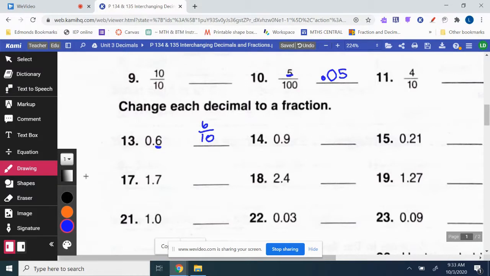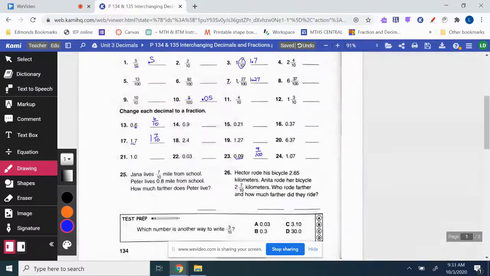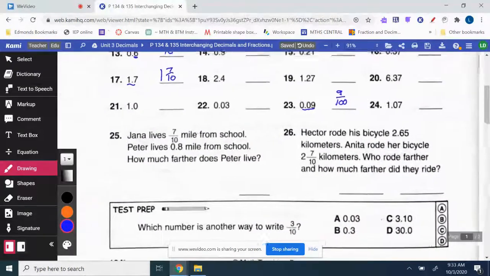So now we have a decimal with the whole number in it. So I'm going to go 1 and, I read it 1 and 7/10. Number 23, I read this as 9/100. So that'd be 9/100. So I think those ones should be pretty easy for you.